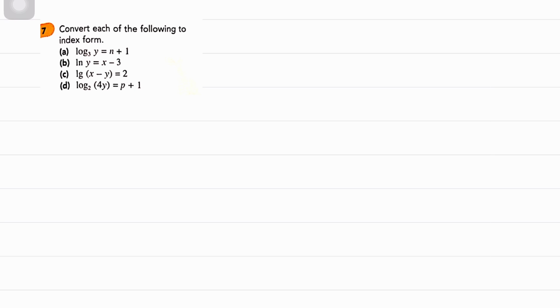Now let's move on to the seventh problem. A. Log base 3 of y equals n plus 1. Fairly straightforward. Therefore y equals 3 raised to n plus 1, the answer.